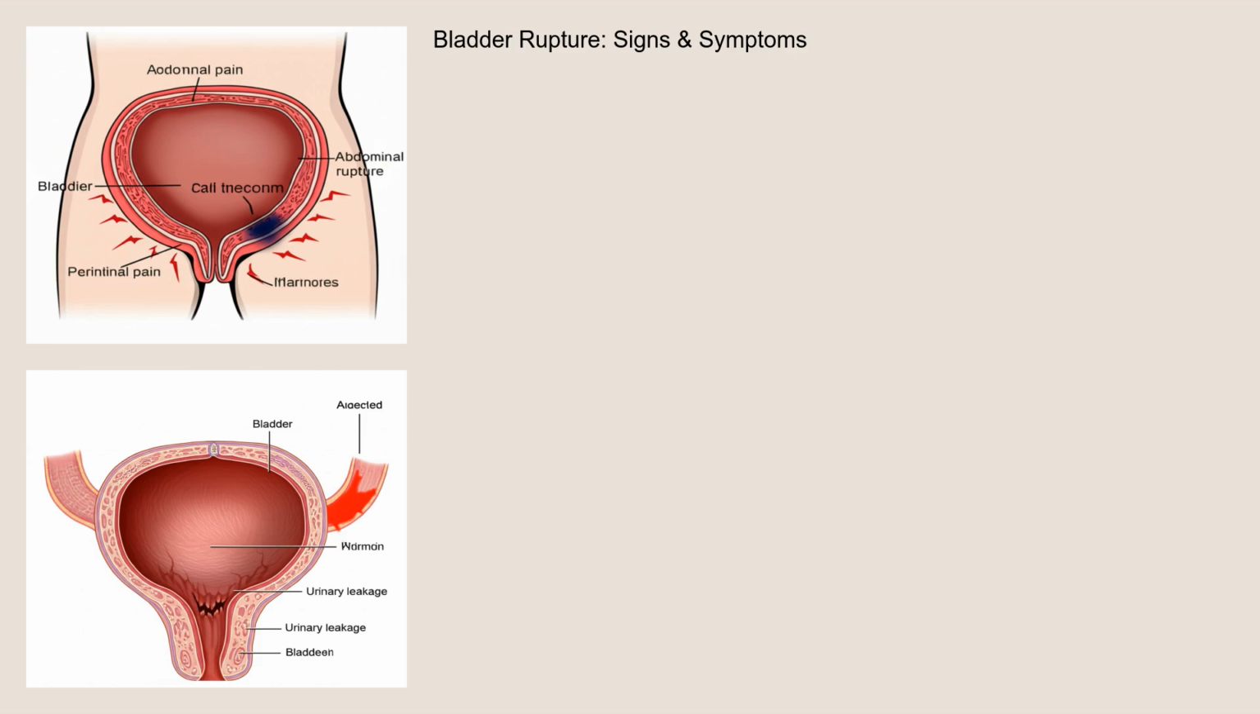The signs and symptoms of bladder rupture can vary depending on the severity and location of the tear. Common symptoms include abdominal pain, especially in the lower abdomen. Patients may also experience difficulty or inability to urinate, blood in the urine, known as hematuria, and abdominal distension. In severe cases, signs of peritonitis, such as fever, nausea, vomiting, and a rigid abdomen may be present. Patients might also experience pain referred to the shoulder due to diaphragmatic irritation.